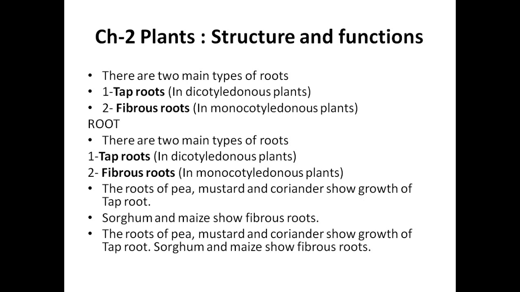Now what are the types of root? Tap roots and fibrous roots. Tap roots are in dicotyledonous plants, and fibrous roots are in monocotyledonous plants. I know you are aware of what dicotyledon and monocotyledon are. In a dicotyledon, when you dissect the seed, it divides into two parts, while a monocotyledon has a single embryo. There are two main types of root, taproot and fibrous root.